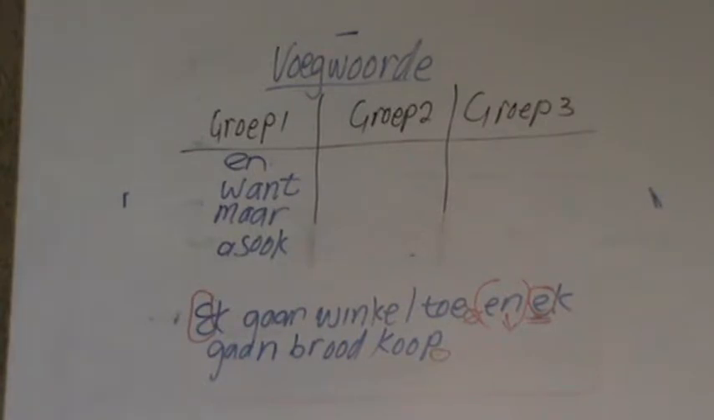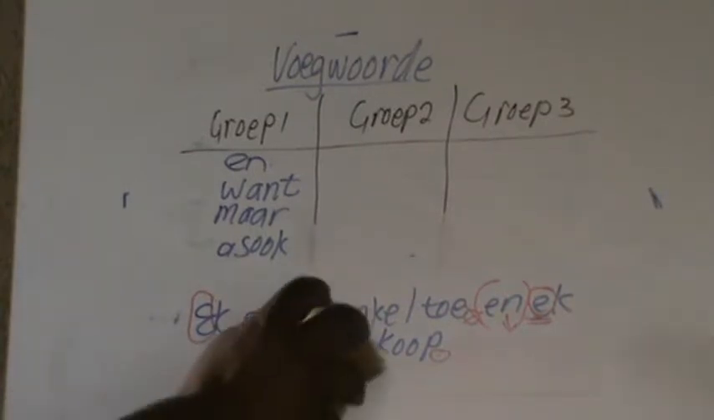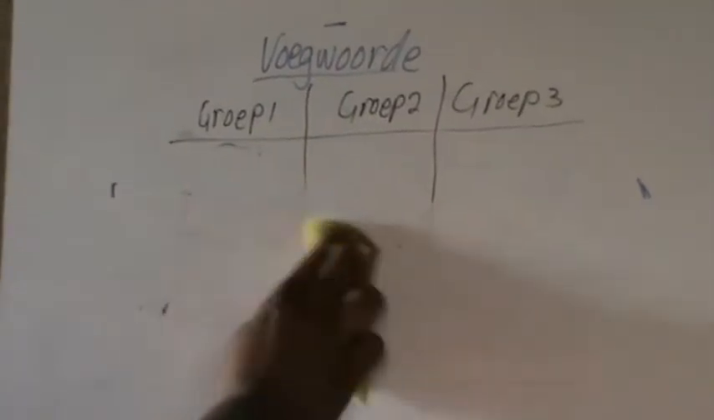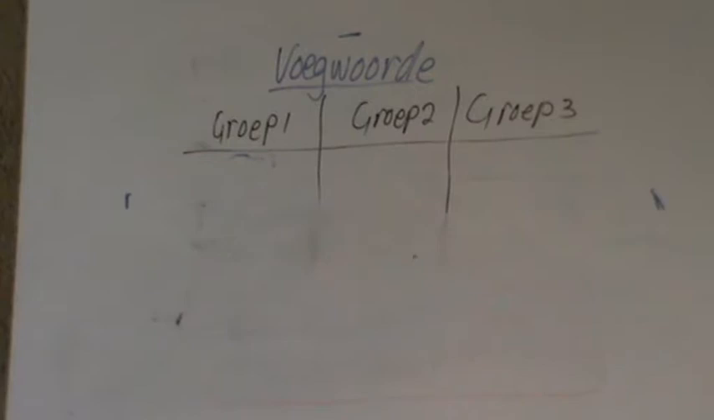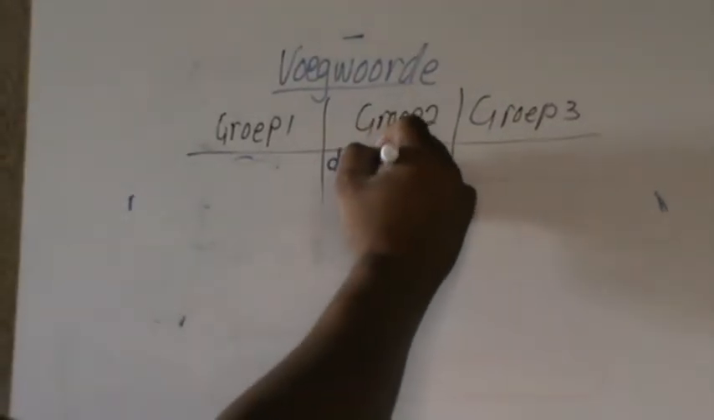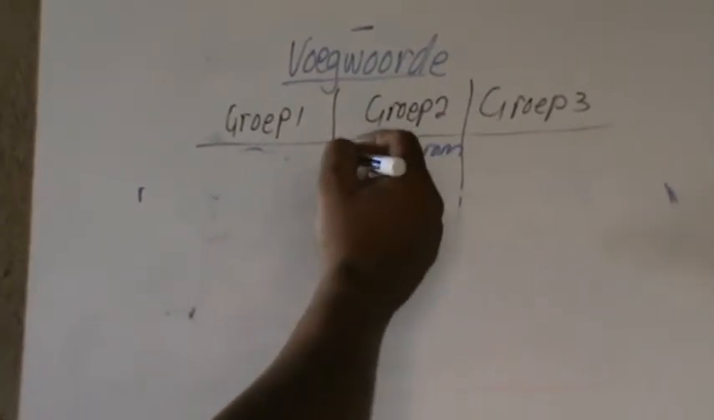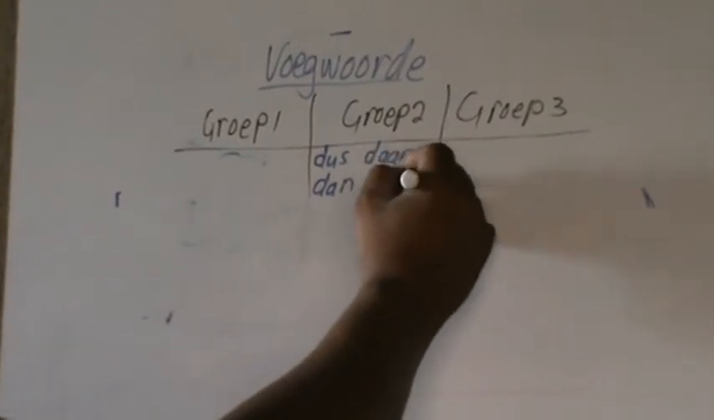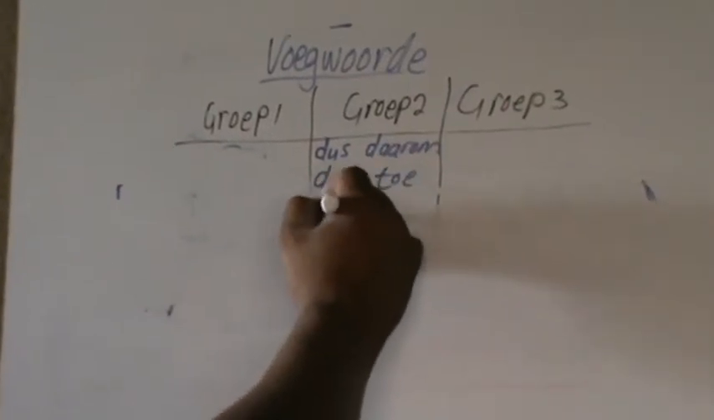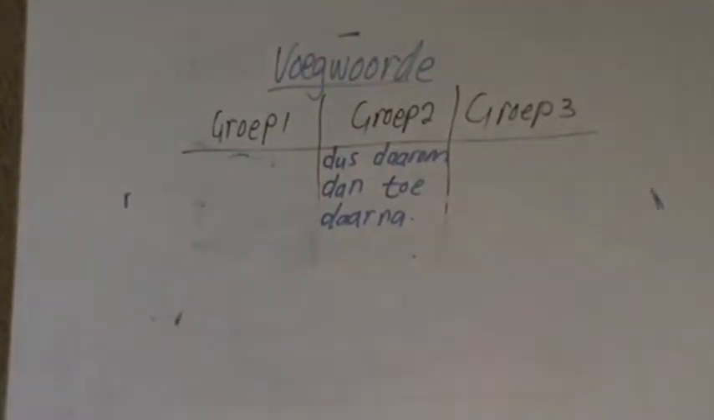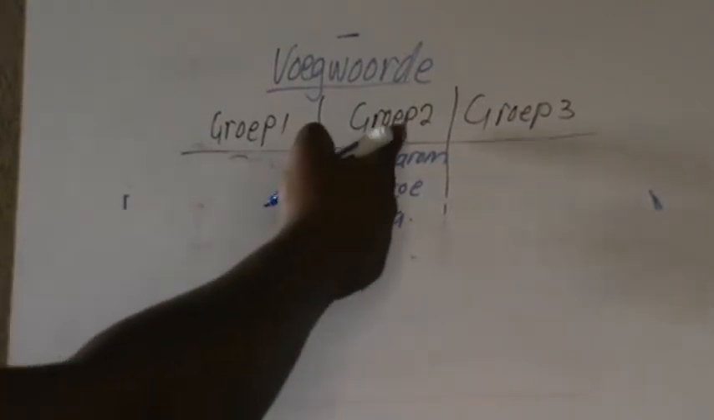So let's look at group 2 conjunctions. With group 2, we have a lot more here. We have dus, daarom, dan, toe, and daarna. There are many more that will be added as you progress. In grade 12 you have more, but the rule stays the same.